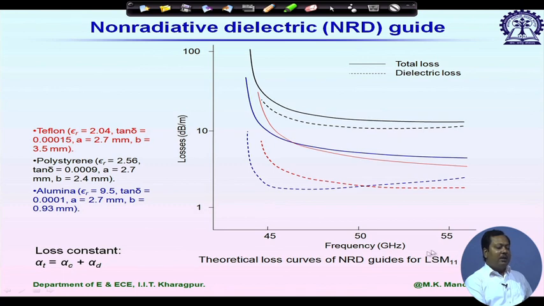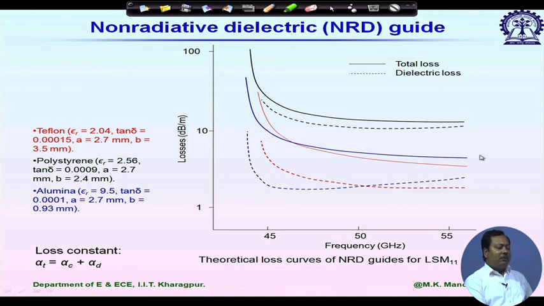We are doing it for LSM, conductor loss is minimum. So, the difference between this total loss and dielectric loss, that is due to the conductor. At cutoff, it is going to infinity, and if I move away from cutoff, it decreases. Variation is somewhat looking like rectangular waveguide. Now, consider alumina. It has lower cutoff frequency since A is same, but epsilon r is higher. So, it is having the lowest cutoff frequency among these 3.